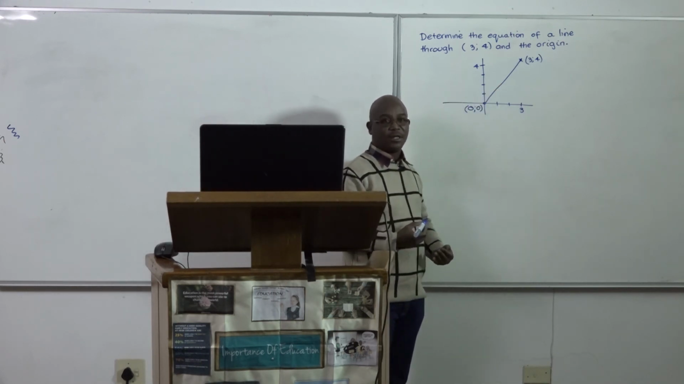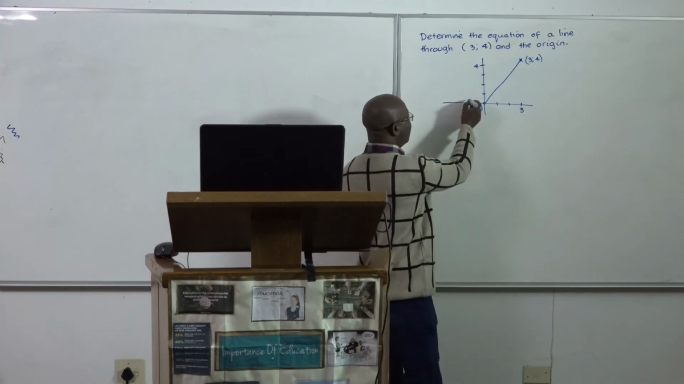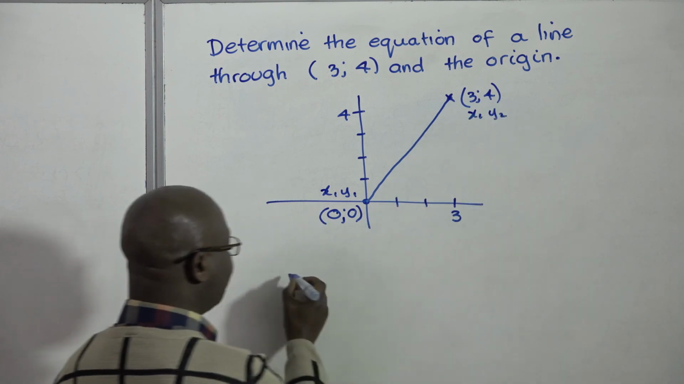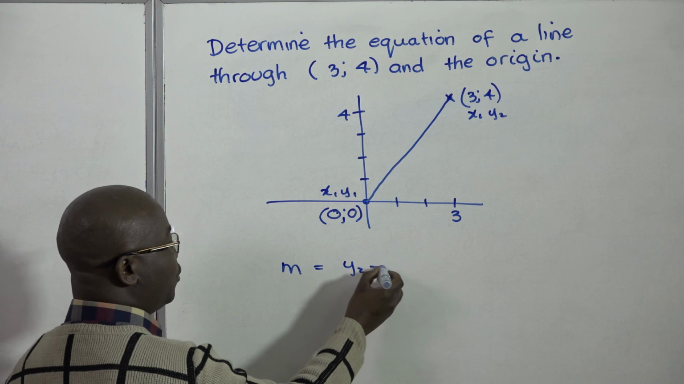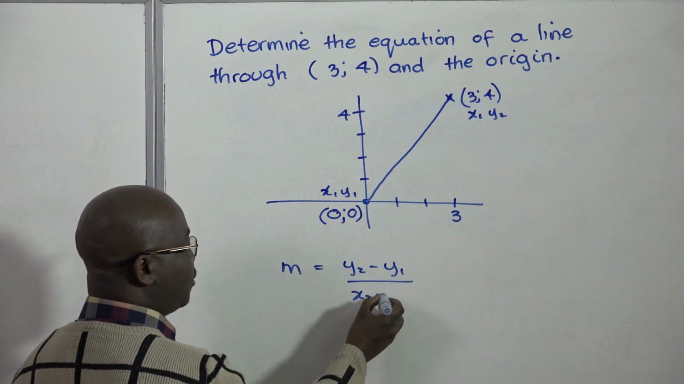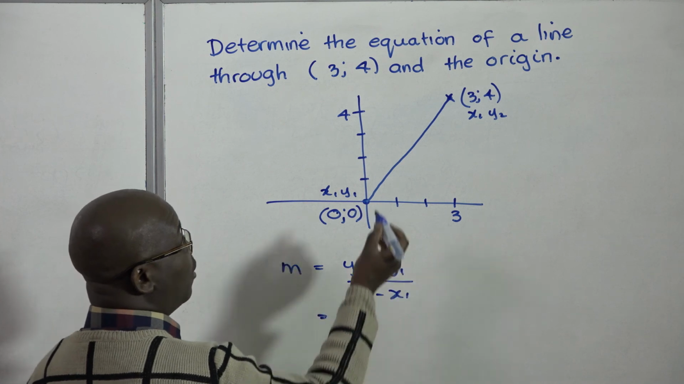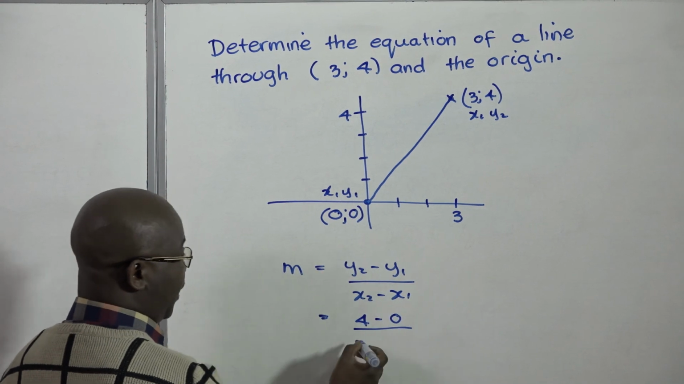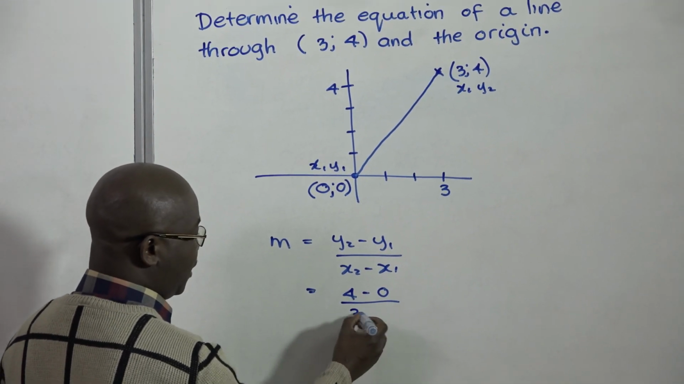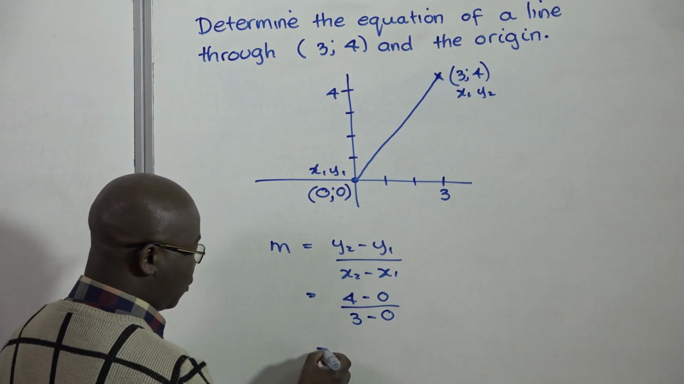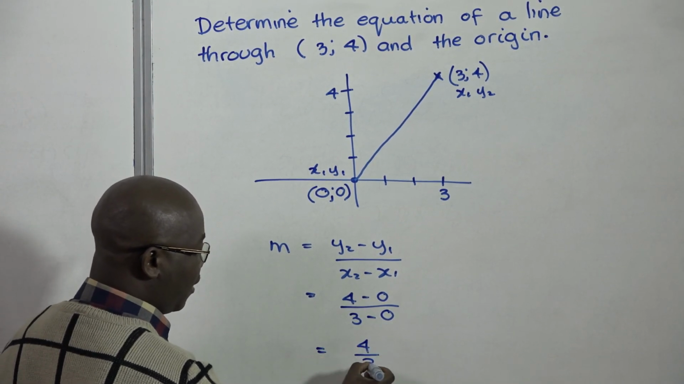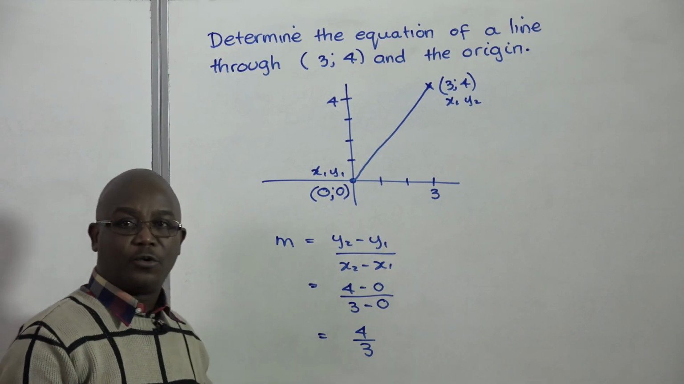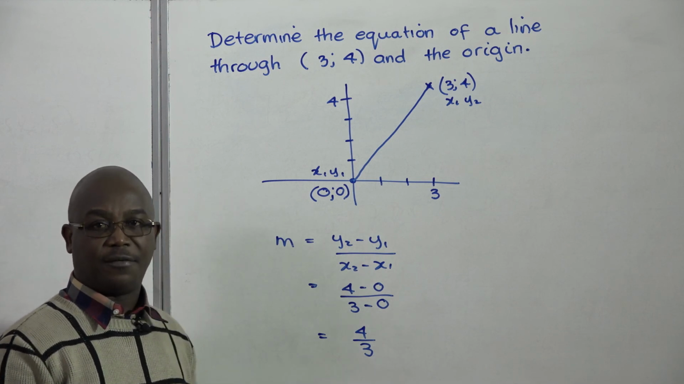So now we've got our two coordinates. We then quickly get into the calculation of the gradient. I'll call this x1, y1. This will be x2, y2. Our gradient is y2 minus y1 over x2 minus x1. Our y2 is 4 minus 0. Our x2, it is 3, again, minus 0. So that gives us 4 over 3 is our gradient. It may not be necessary for you to convert this into a decimal. It is fine to leave it like that.